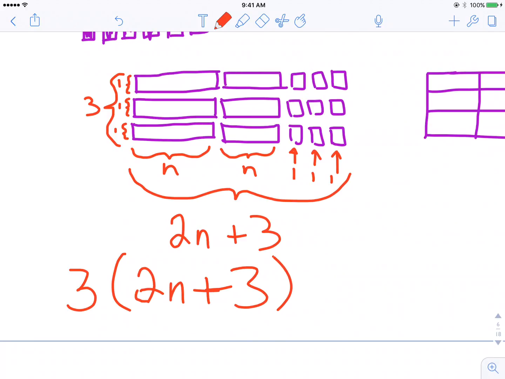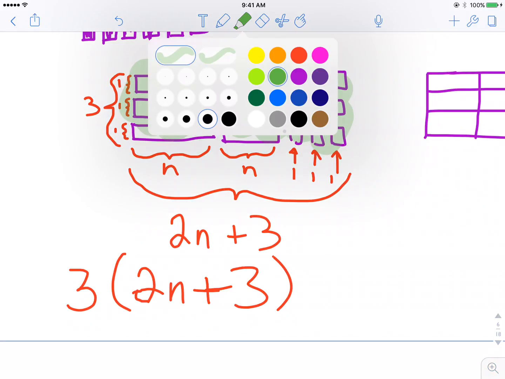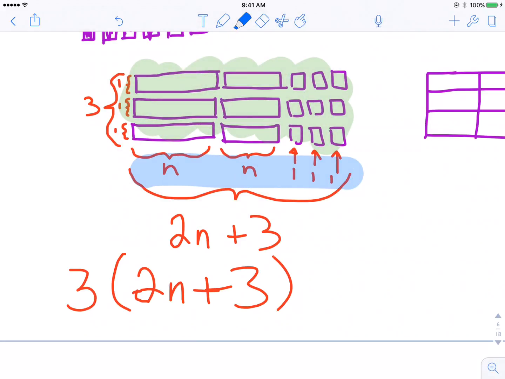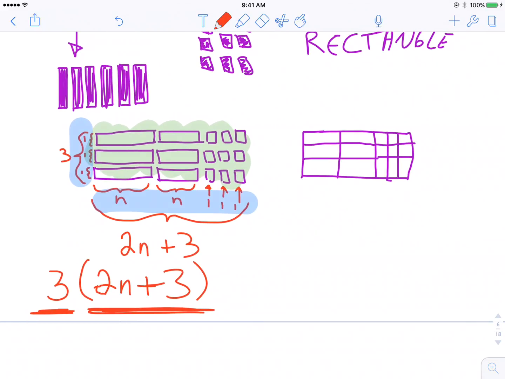Because when using algebra tiles, it's the area of this rectangle that represents the polynomial, and it's the dimensions of that same rectangle that tell us the factors. So 2n plus 3 times 3, or length times width, gives us the total area of that rectangle, or the polynomial, 6n plus 9.